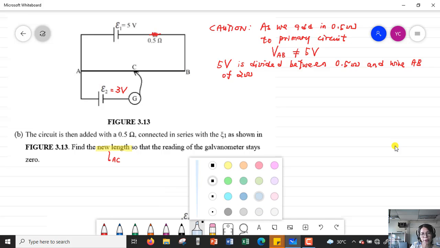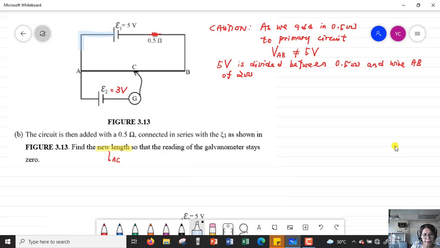Saya highlightkan supaya you nampak dengan jelas. Ini primary circuit kita. So you perhatikan sekarang primary circuit kita dia ada selain daripada wire AB yang mana resistance dia adalah 2 ohm, kita ada juga satu resistor eksternal 0.5 ohm. So 5 volt ni akan dibahagi, will be divide, dibahagi antara 0.5 ohm dengan wire 2 ohm.